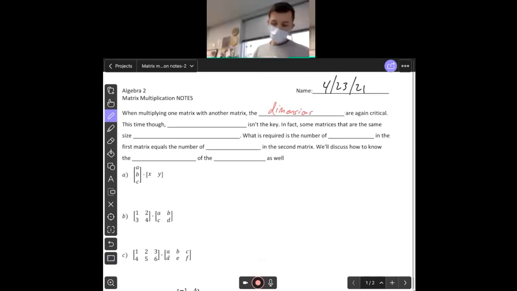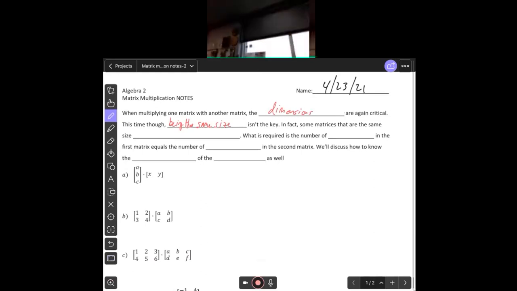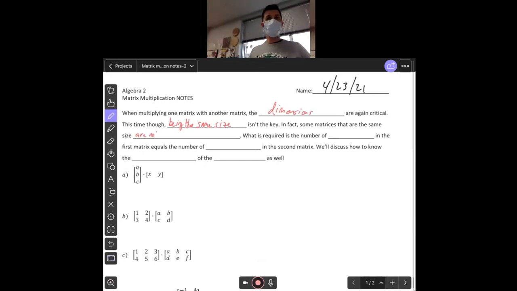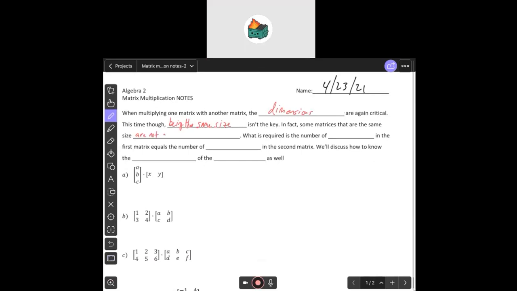So this time, though, being the same size isn't the key. Yesterday, being the same size was what was important. So in fact, some matrices that are the same size, you actually can't multiply them. I'm going to make up a word here. They're not multipliable.